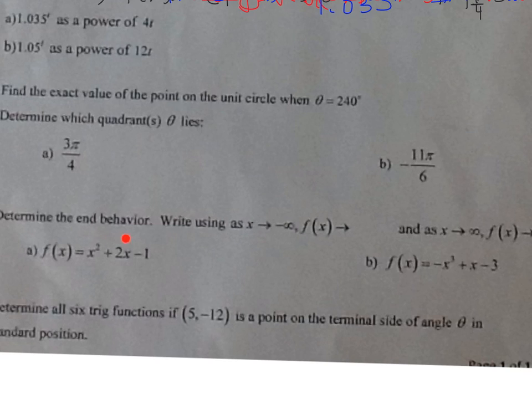So number 7 says determine the end behavior. Write using as x goes to negative infinity, f of x goes to. Remember, f of x is y. So as x goes to negative infinity, as x goes to the left, what happens to your y value? The easiest thing to do is just to graph it.